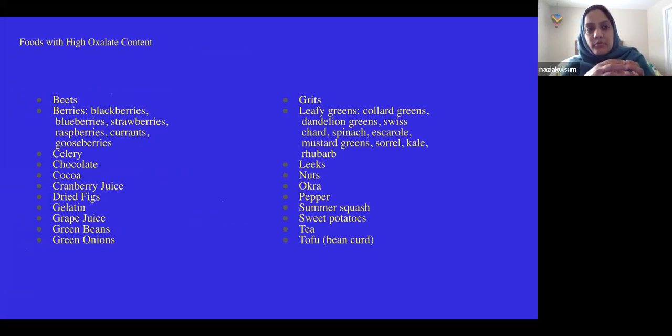These are certain foods that are very high in oxalate, like beets, spinach I talked about earlier, but also tea, sweet tea, beans, onions, cocoa or chocolate milk, very high in oxalate.